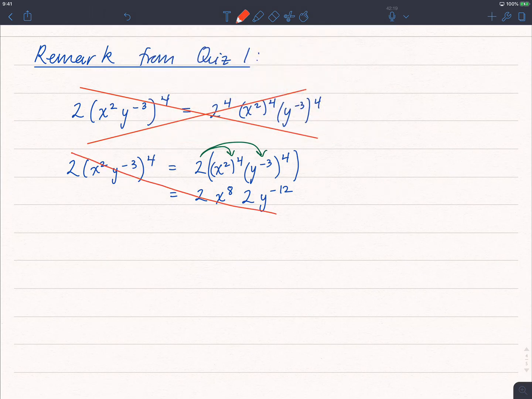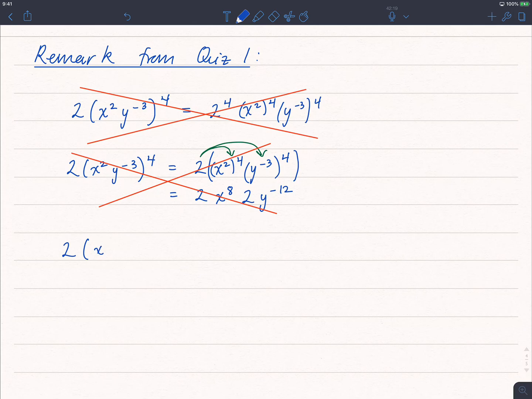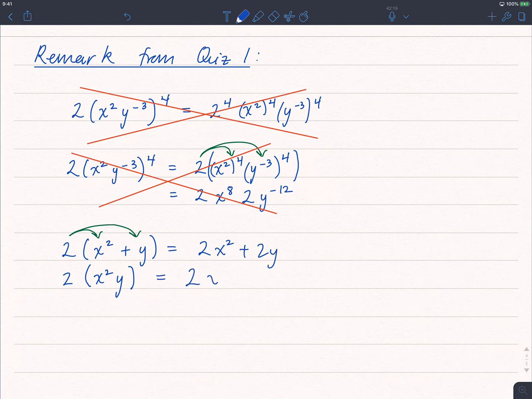So I'll give you an example to illustrate what I mean. If it was something that looked like 2 times x squared plus y, then we do distribute the 2 across the addition. This is okay. So we get 2x squared plus 2y. But when it's something of the form 2 times x squared times y, we don't distribute. This simply becomes 2 times x squared times y.